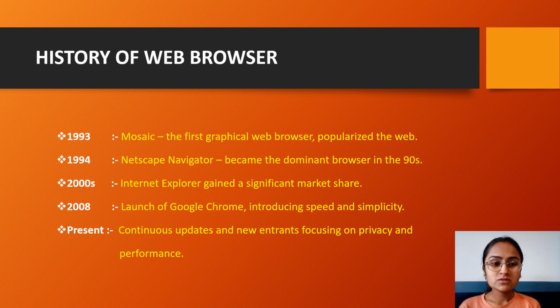The history of the web browser includes, first of all, in 1993, Mosaic, the first graphical web browser, which popularized the web. In 1994, Netscape Navigator became the dominant browser in the 90s. In 2000, Internet Explorer gained a significant market share. In 2008, the launch of Google Chrome introduced speed and simplicity. Presently, there are continuous updates and new entrants focusing on privacy and performance.